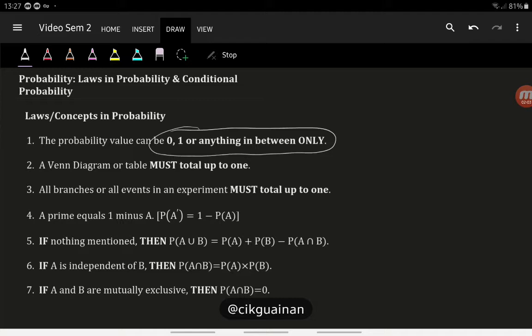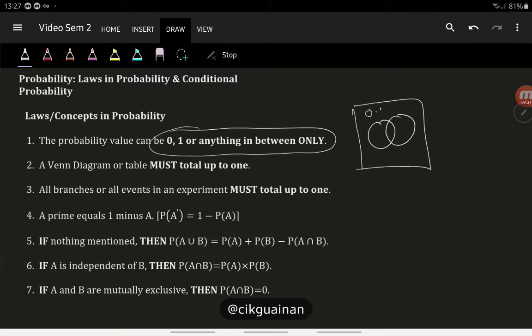Next, a Venn diagram or table must total up to 1. What I mean is the probabilities must total up to 1. The Venn diagram and table must be complete. If the table or Venn diagram is complete, then every probability in the Venn diagram, which is something like this, maybe 2 circles or 3, depends.